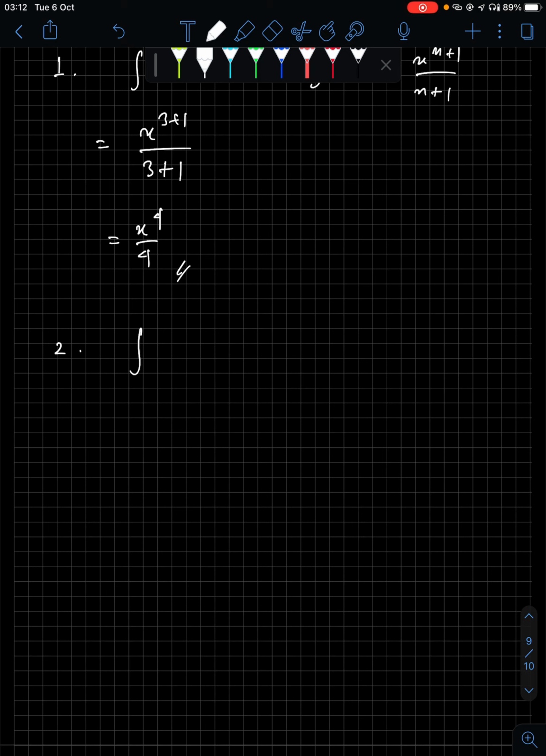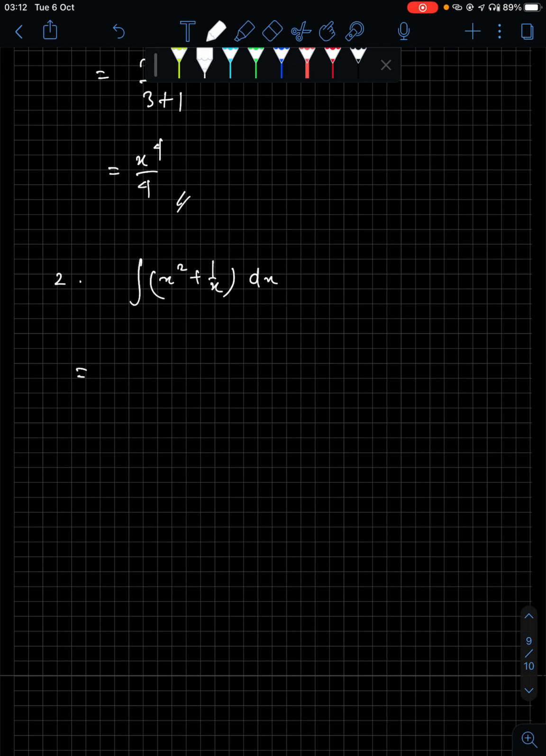Number 2, integral x square plus 1 by x dx. So integral x squared dx plus integral 1 by x dx.